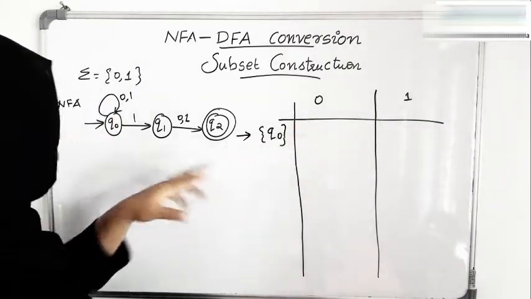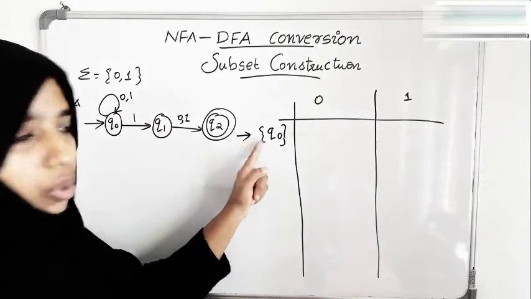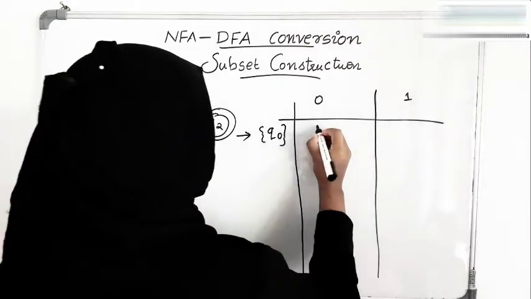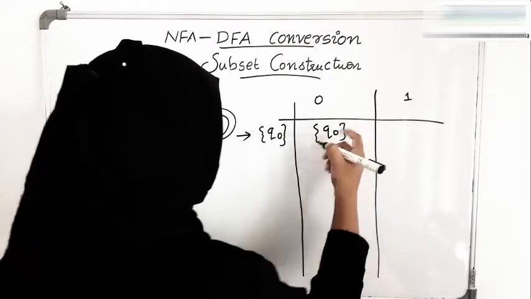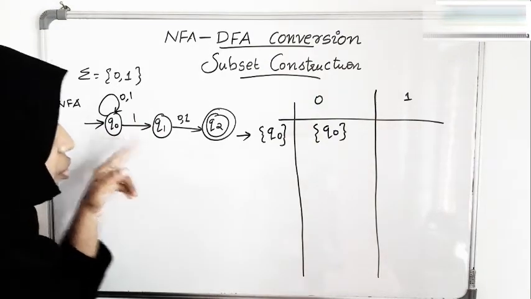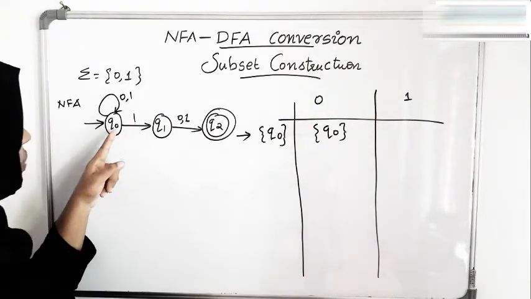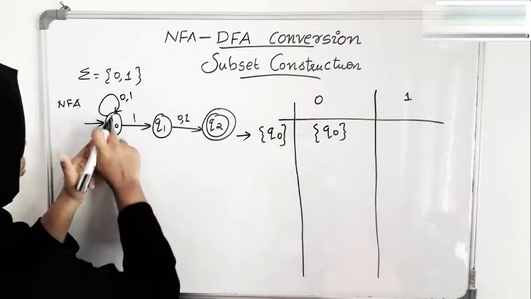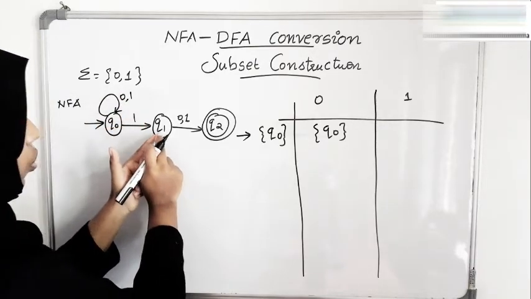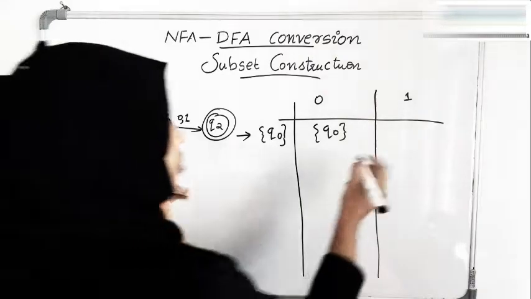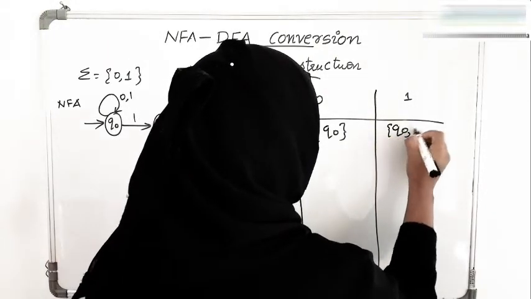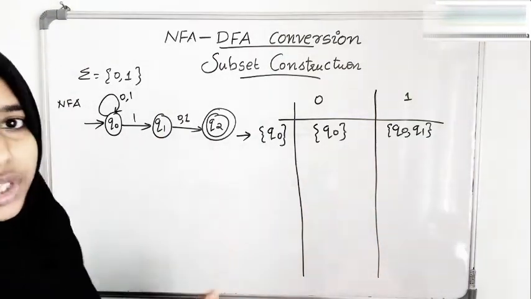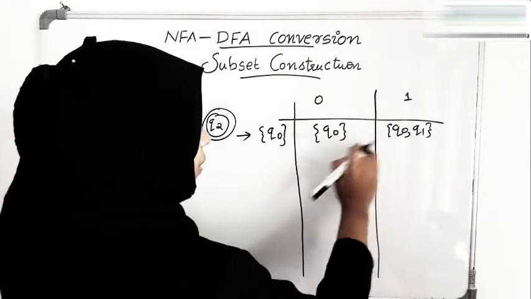When you apply 0 to Q0, what happens? You can only stay at Q0. That is the only possibility. So when you apply 0 to Q0, you stay at Q0 itself. Now what happens when you apply 1 to Q0? You can either stay at Q0 using this loop, or you can move on to Q1 using this transition. So the output is {Q0, Q1}. That is, you can either stay at Q0 or move on to Q1. There are two different possibilities. Now we have two different sets here.